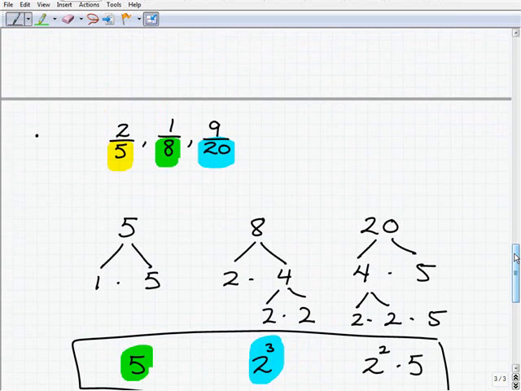Let's go back here. If I ask you 5, 8, and 20, what's the lowest number that all three of those numbers divide into? In fact, it would be 40. All right, so our LCD is 40.